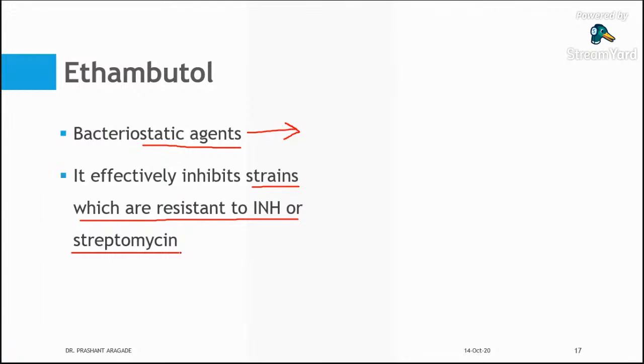Yes, Monica, very good. Rushali, very good. Then Nishan Patil, Gaurav Patil, very good. Inhibition of growth of bacteria, but they do not kill. Very nice. So a bacteriostatic agent means the agents which are able to inhibit the growth, but they do not kill the bacteria. Inhibition of growth of bacteria is called bacteriostatic. And when ethambutol is used, it effectively inhibits the strains. Strains means the types of Mycobacterium tuberculosis which are resistant to INH, that is isoniazide, or streptomycin. At that time this ethambutol is used.